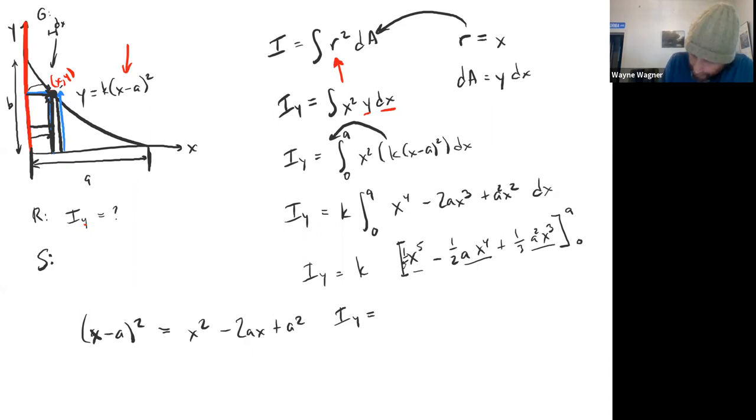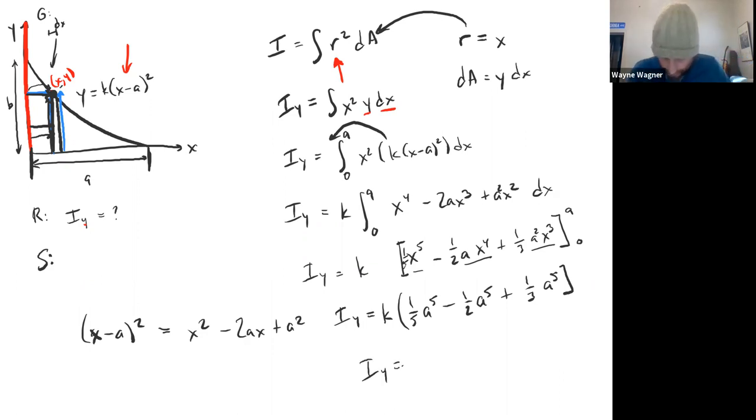Okay, so then we've got k. And obviously the zeros don't really matter. So now I've got 1/5 a to the 5th minus 1/2 a to the 5th plus 1/3 a to the 5th. Okay, so Iy becomes, let's see, 1/5 plus 1/3 minus 1/2.